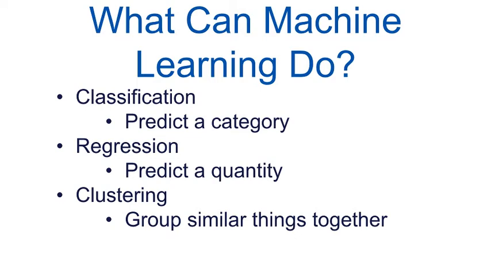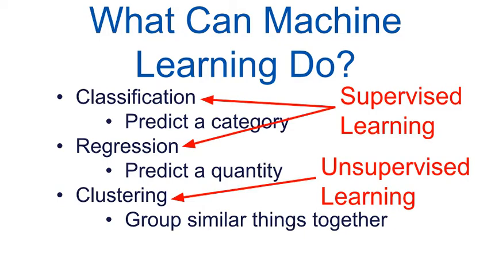So what kind of problems can machine learning solve? There's 3 main categories. There's classification, where you predict a category. Is something a cat, a dog, a cow? There's regression, where you're trying to predict a quantity or a number. What's the price of this house? How large is something? And then there's clustering, where you're grouping similar things together rather than trying to assign a label to it.